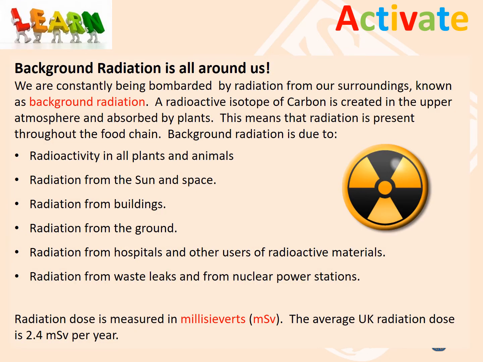Background radiation is all around us. We are constantly bombarded by radiation from lots of different sources. But as we said previously, it's at a small enough level that we are safe. As we know from our chemistry topics, carbon is present in our atmosphere and in our plants and in the soil. This means that radiation can be present everywhere throughout the food chain.